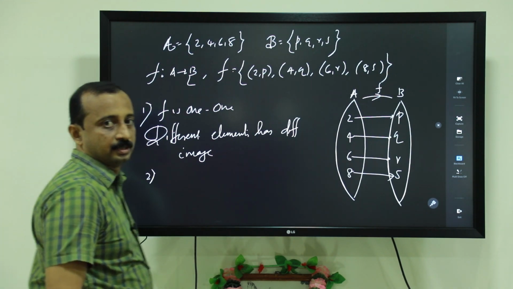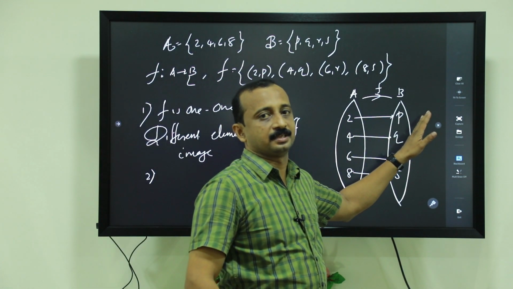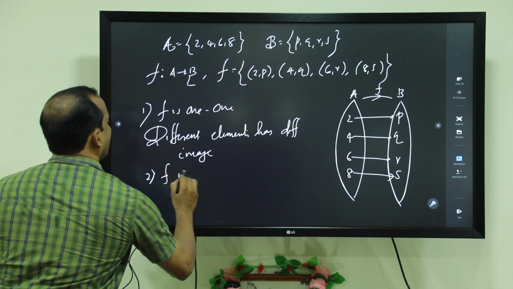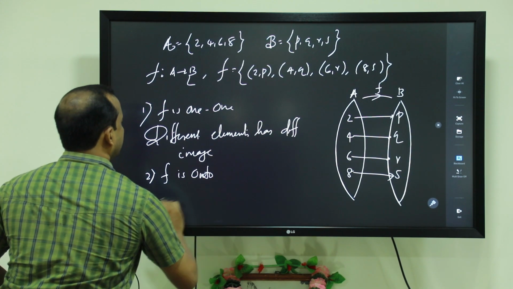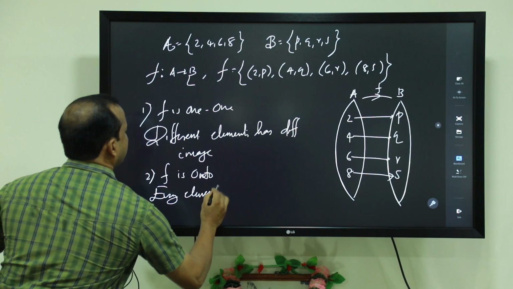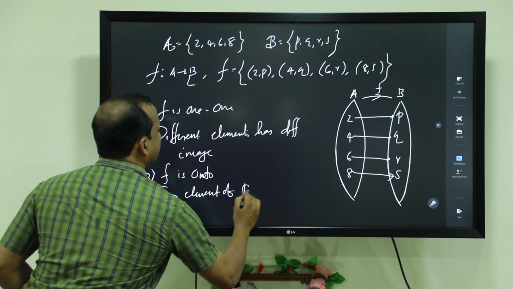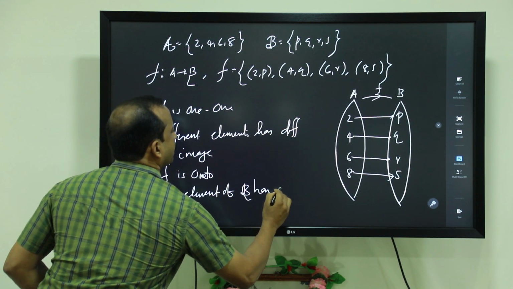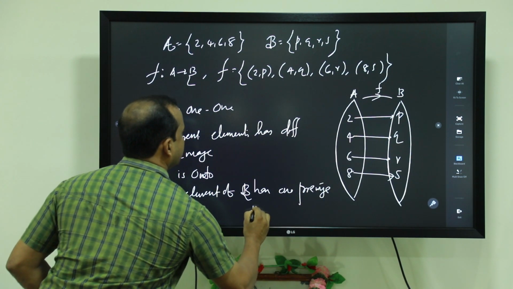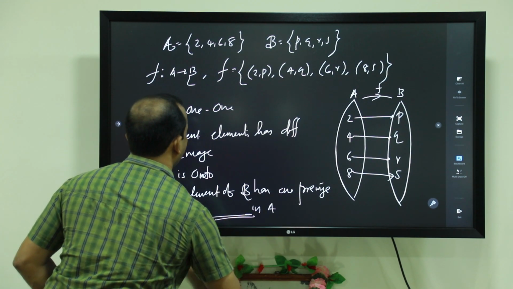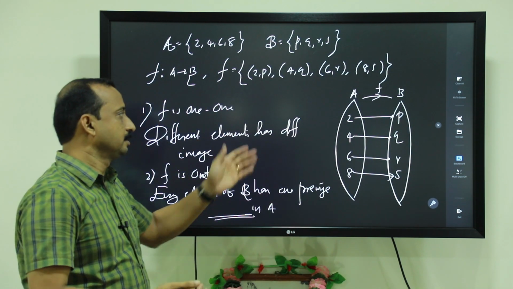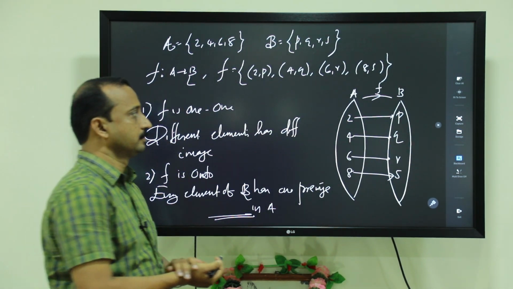Second, onto. Clearly f is onto because every element of B has one pre-image in A, and therefore f is onto. That is the definition. And the last problem: the previous f is not one-one and not onto. Here f is one-one and onto. Okay.